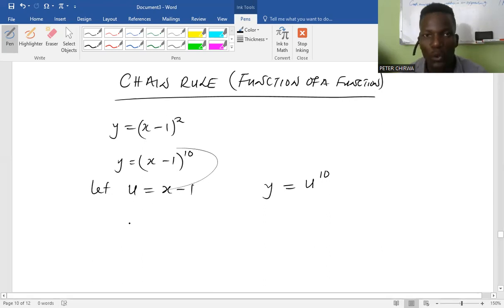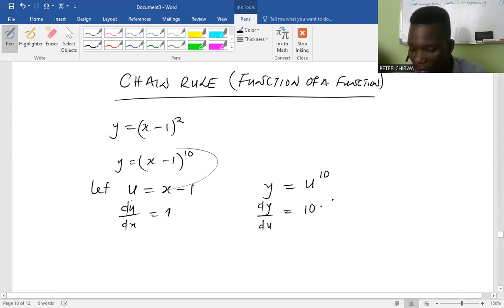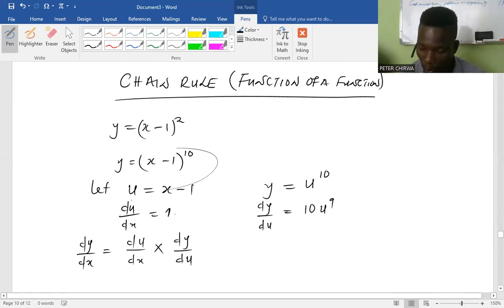So we're going to differentiate u with respect to x, of which we get 1, and y with respect to u, of which we're going to get 10 u to the power 9 using the power rule. Now, when we multiply the change in y with respect to u by the change in u with respect to x, the changes in u cancel, and you name it the change in y with respect to x. So the change in u with respect to x is basically 1, and then the change in y with respect to u gives us 10 u to the power 9.